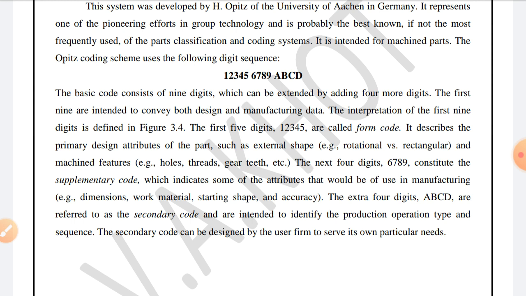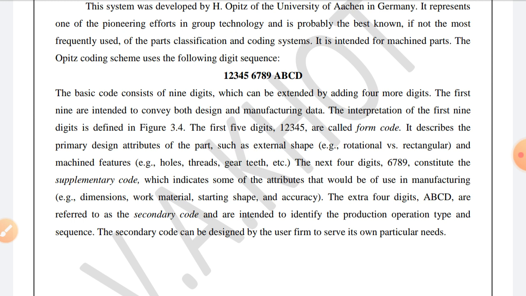So these supplementary codes are such that they would be used in manufacturing. Example, in manufacturing, attributes means what? Dimensions, work materials, starting shape, and accuracy. Example, the manufacturing attributes: dimensions, work material, starting shape, and accuracy.